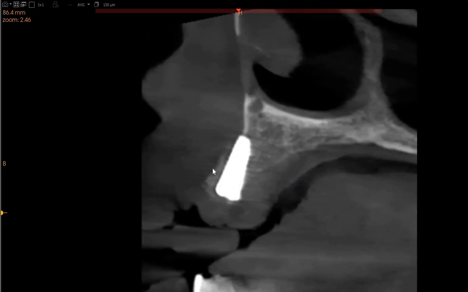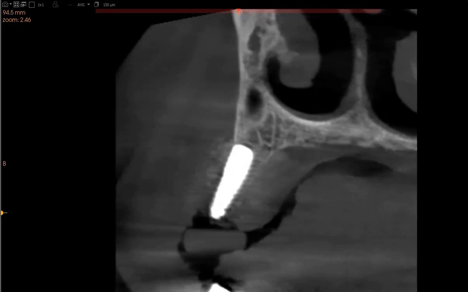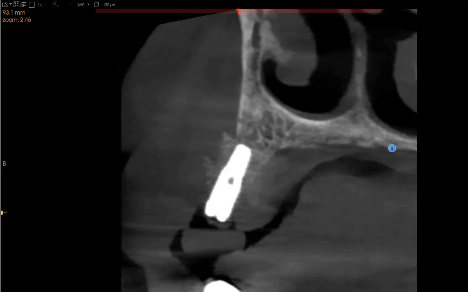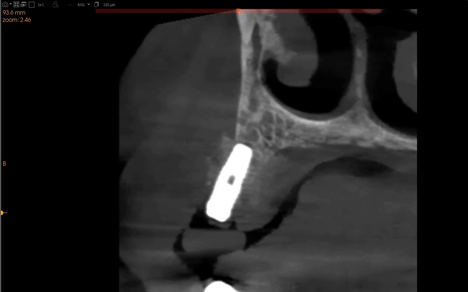Good bone. We've got grafted bone on the buccal aspect, as you can see right here. And then moving to the implant in the second last distal most implant on the left hand side, we've got grafted bone around it here also, and then we've got grafted bone around it on the crest, close to the crest as well.